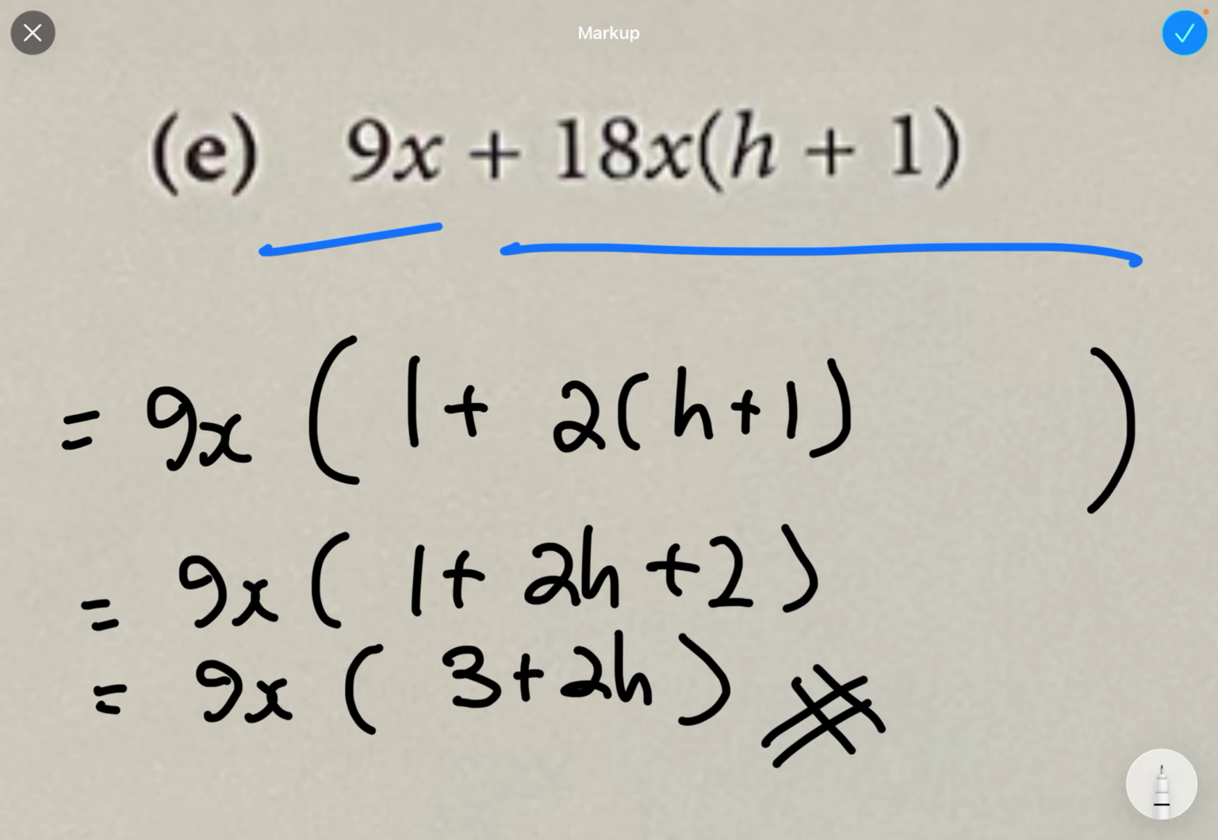Hey, once you see the pattern, it is all just multiplication, addition. So don't think of it as too difficult. Can 3 plus 2h or 2h plus 3, both okay.